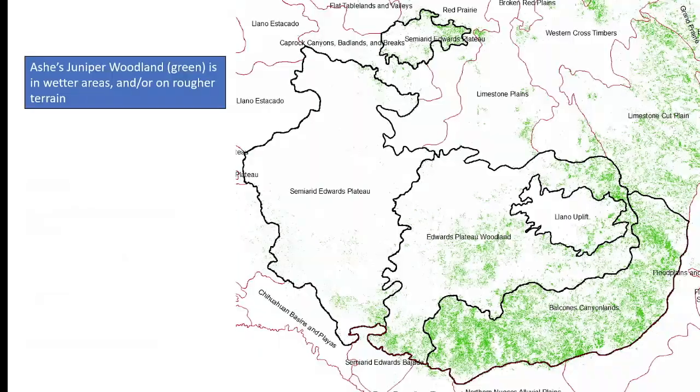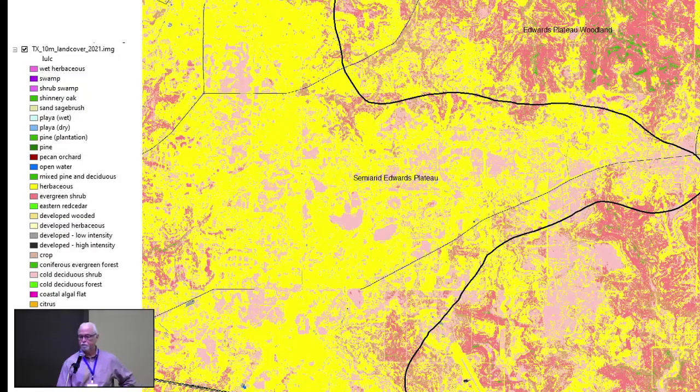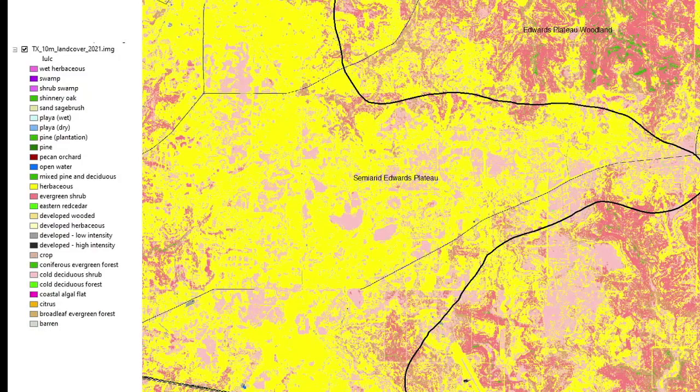So the Ashe's juniper woodland is concentrated in the Balcones Canyonlands because it's wetter and rougher, and there's very little Ashe's juniper woodland to the west because it's too dry for Ashe's juniper out there. So let's just zoom in right here. This is the pink, the dark pink is Ashe's juniper shrubland. The green is Ashe's juniper woodland, not very much of it. The light pink is deciduous shrubland, and the yellow is grassland. So as you go west, there's less woodland and there's less Ashe's juniper.